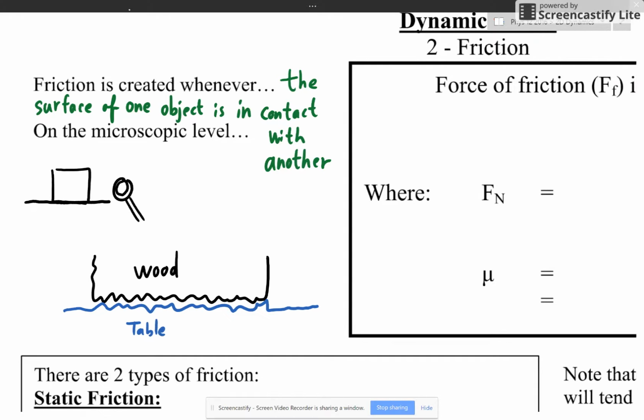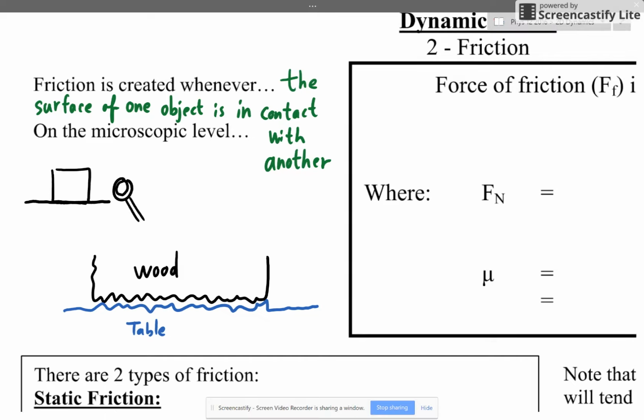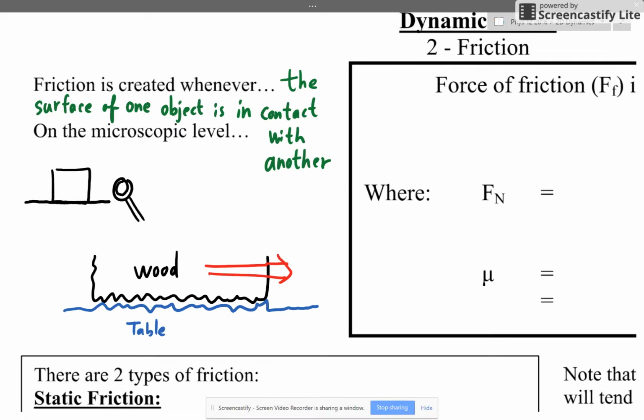What happens is that when you try to slide one of them against the other, those really sharp corners run into each other and create an opposing force, and that's what we call friction, right? For example, you try to move the piece of wood to the right-hand side, well then all of a sudden all those little mountains and valleys, little imperfections on the table, try to slow down the box going to the right-hand side.